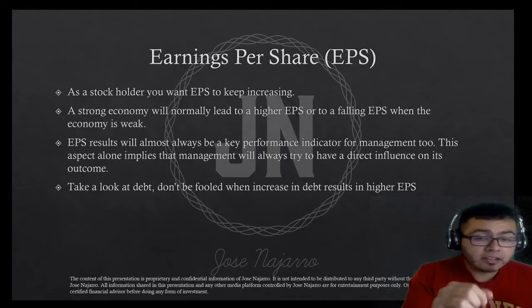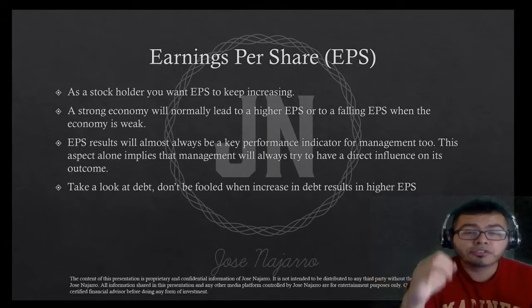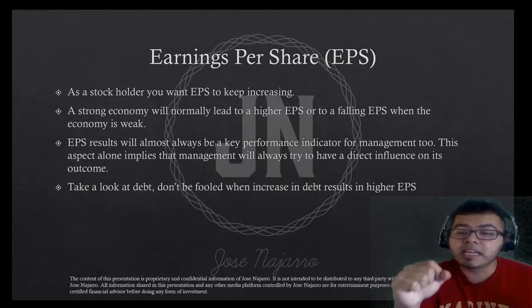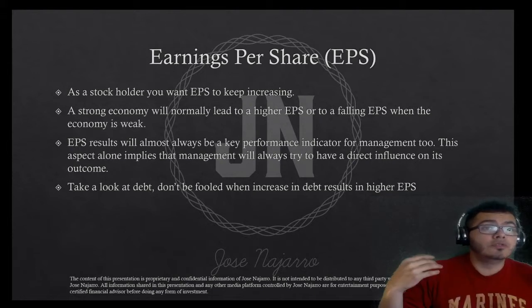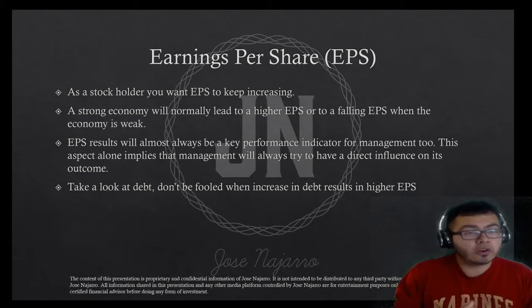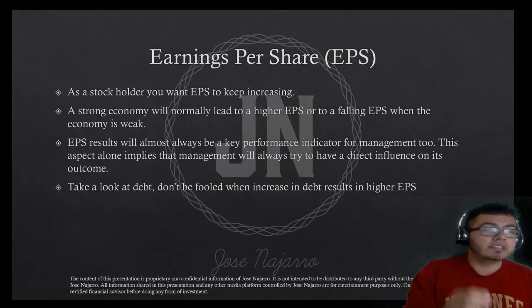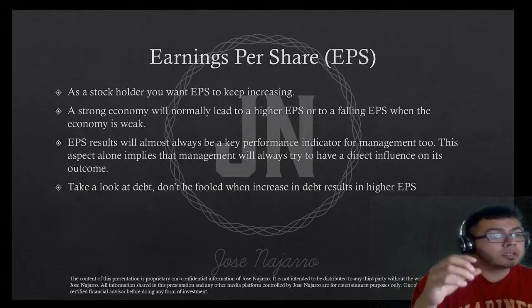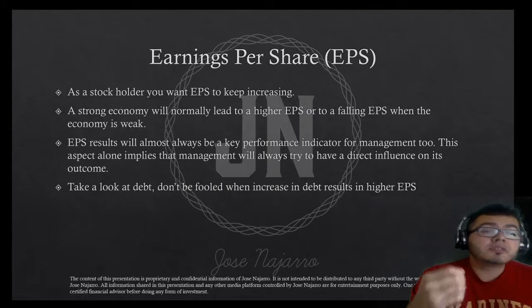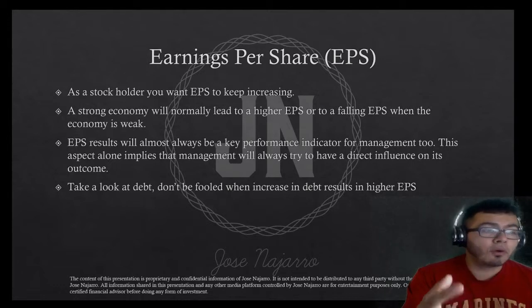Another thing to take a look at when looking at earnings per share is that earnings per share results will almost be a key performance indicator for management. So let's say the company has a new CEO, who has just started this business, and ever since this new CEO took over, earnings per share has been increasing. Then in everybody's mind, this new CEO must really know what he's doing, because earnings per share are increasing.